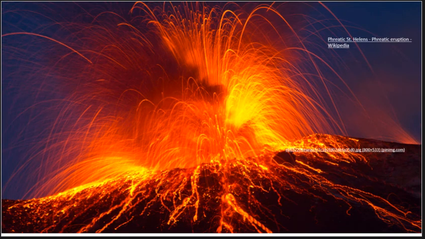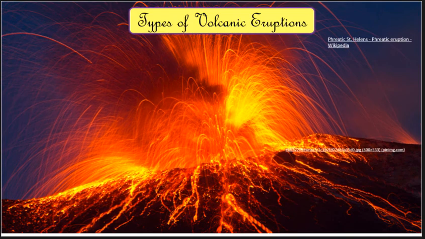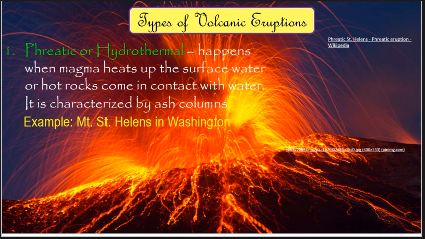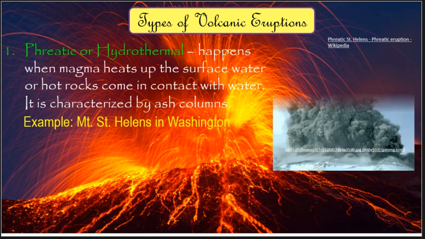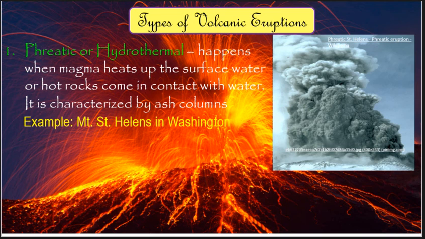So I hope you learned something from the video. Let us enumerate more, elaborate more. Here are the types of volcanic eruption. We have five. The first one is the phreatic or hydrothermal. It happens when magma heats up the surface water or hot rocks come in contact with water. It is characterized by ash columns.